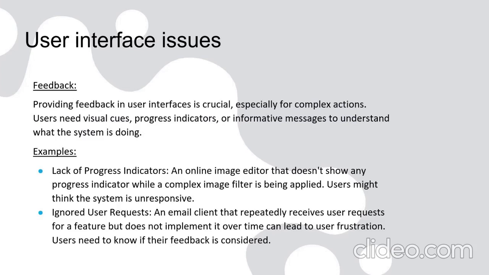And another interface issue is feedback. Providing feedback in user interfaces is crucial, especially for complex actions. Users need visual cues, progress indicators, or informative messages to understand what the system is doing, so they know what will happen next and whether they are doing things properly. Some examples are lack of progress indicators and ignored user requests.